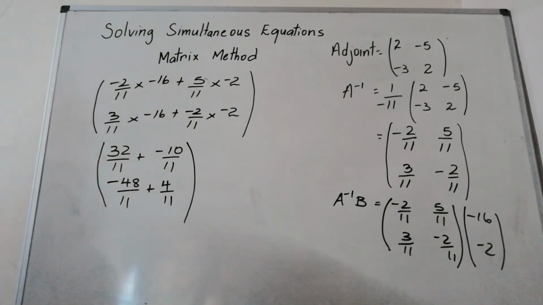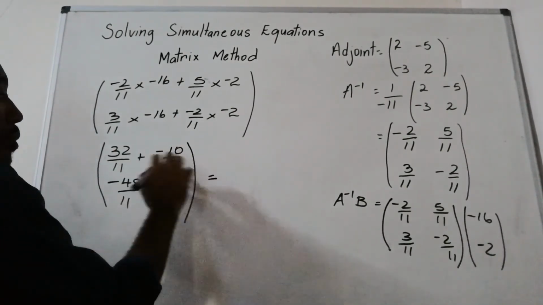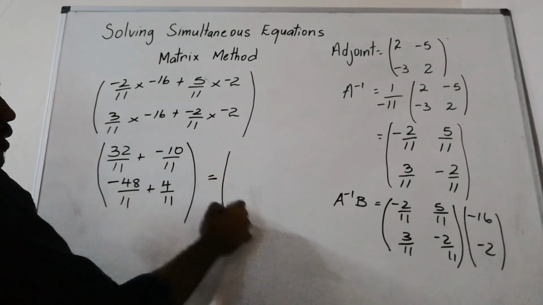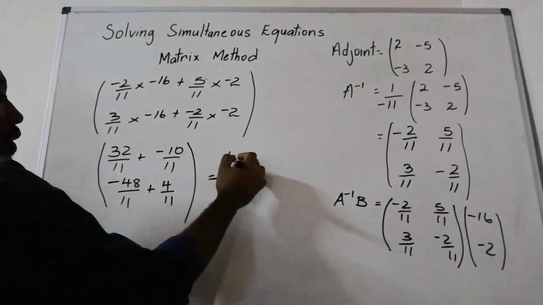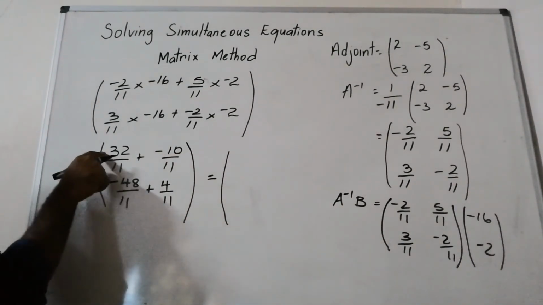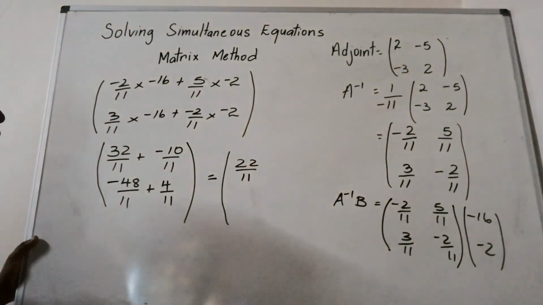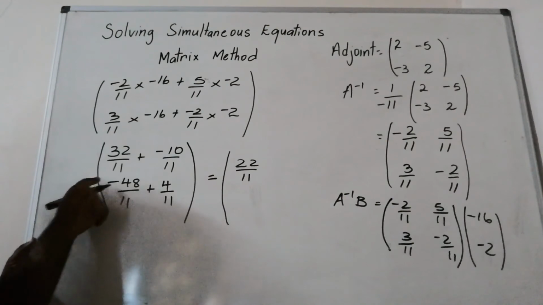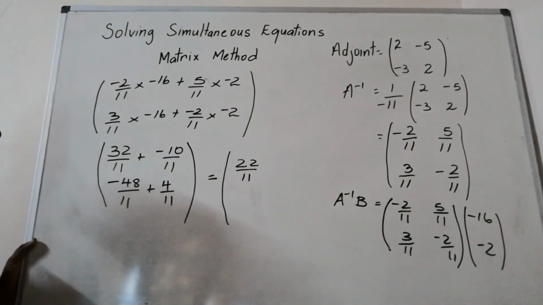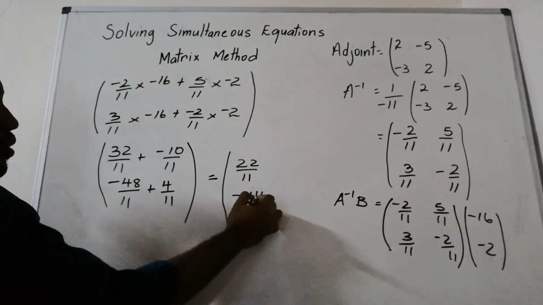Now let's simplify. 32 over 11 plus negative 10 over 11. Since one is positive and the other negative, we will subtract. That will leave us with 22 over 11 because the bigger number is positive. So 22 over 11. Negative 48 plus 4. The two numbers have different signs, one negative, one positive. So we subtract, and since the bigger number is negative, our answer will be negative. That will give us minus 44 over 11.